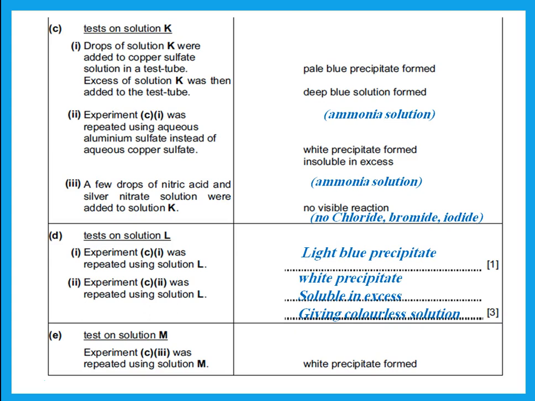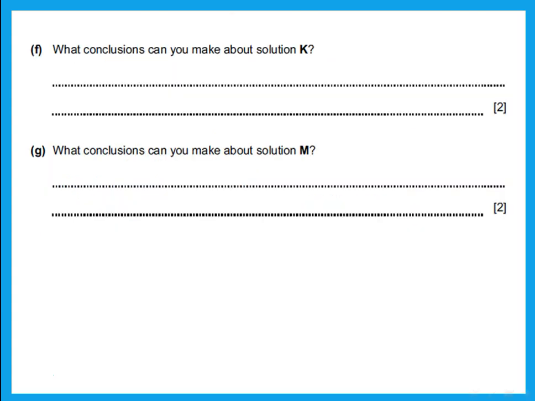Okay? Then he's saying test on solution M. Which one was solution M? Solution M was the one that he said has pH 2. So experiment C3 is the one with silver nitrate, and he got a white precipitate. So if he adds silver nitrate to M and he gets a white precipitate, that means it has chloride.